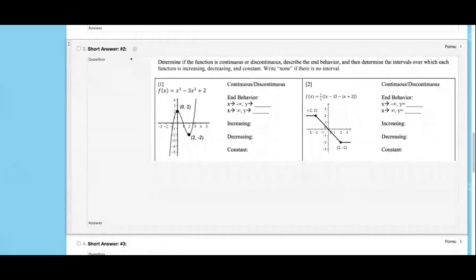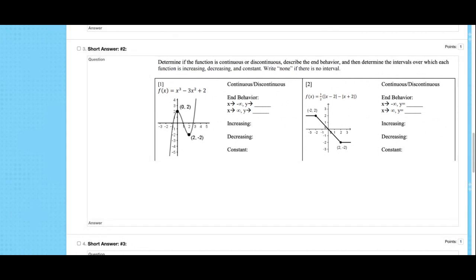Problem number 2, look at the graphs. Where is it increasing, decreasing, constant? Is it continuous or discontinuous? I guess we didn't talk about that. Continuous means that you could draw the graph without lifting up your pencil. That's a continuous graph. A discontinuous graph has a hole or a gap in it.